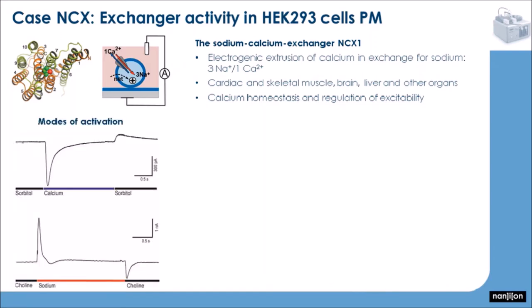So we started with a HEK cell line, which is expressing NCX1. And we prepared the membrane of those cells, applied it to the sensor, and then it was possible to activate NCX in two different ways. We could either load the vesicles with sodium and then trigger the activity with calcium on the outside, or vice versa, we could load the vesicles with calcium and trigger with sodium. And you can see the signal is inverting, so the current flow is in the other direction.